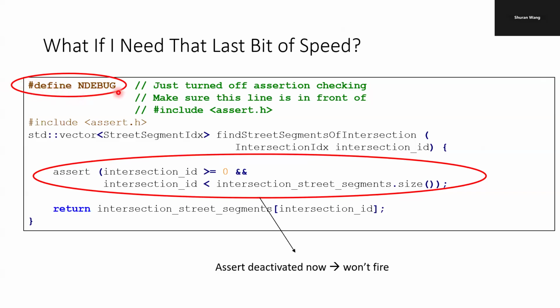Define NDEBUG will disable the assert checks. So if you use this right before submission or checking for performance, all of the assertions will be disabled and your runtime will be back to normal.